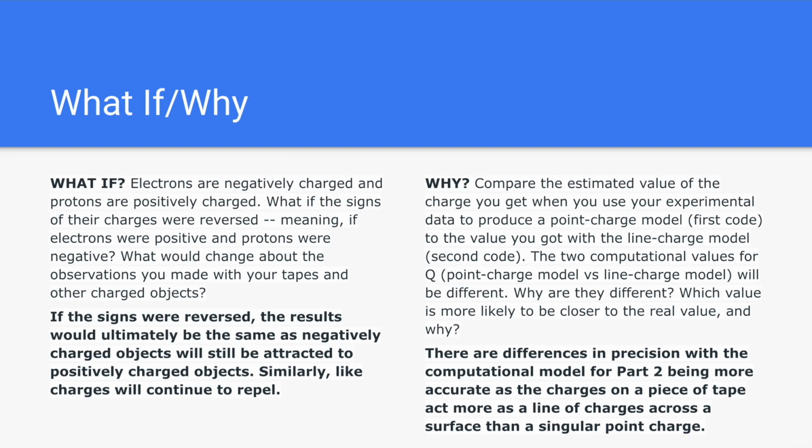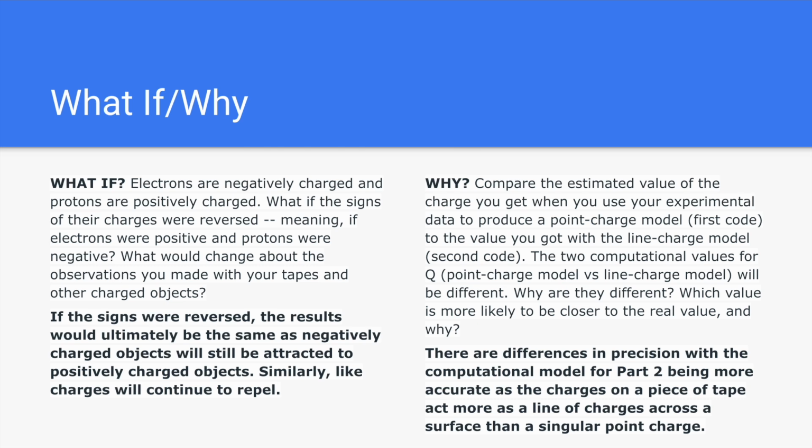So for the question of what if we reverse the signs of protons and electrons, ultimately our observations would be the same, as the interactions would not actually change. Negatively charged objects will still be attracted to positively charged objects, and like charges will continue to repel.